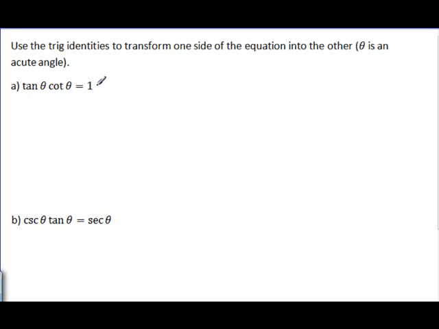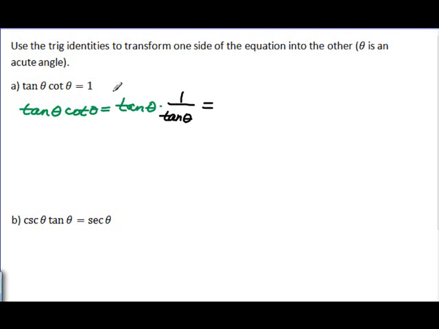Let's start with tangent of theta times cotangent of theta is equal to 1. Well, that hopefully makes sense because tangent and cotangent are reciprocals, but we can write them in terms. So if we start with tangent of theta times cotangent of theta, we can write that as tangent of theta times, we can rewrite cotangent in terms of tangent as 1 over tangent of theta.